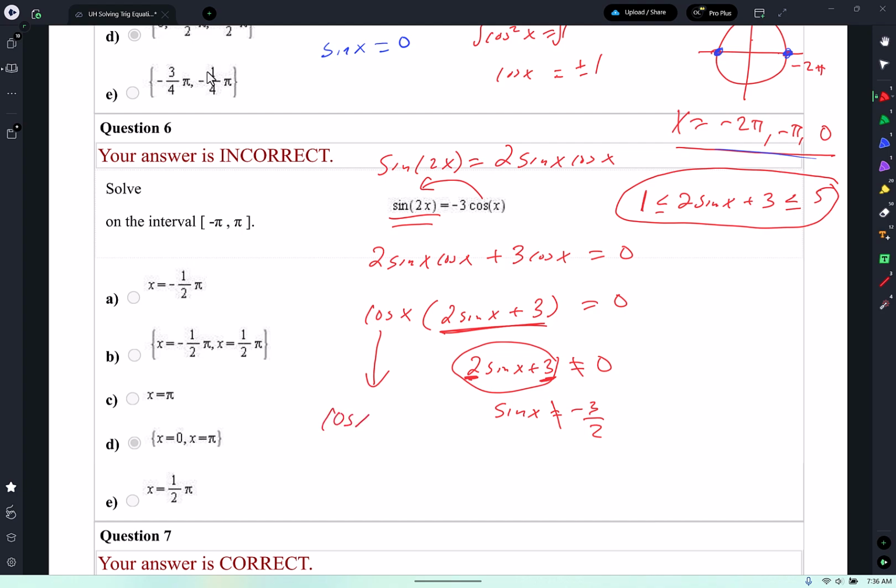But this one will happen. Cosine x equals 0. That one will happen. On the unit circle, cosine x is 0 at these locations. I'm looking between negative pi. Here's negative pi. And that happens to be pi as well. So I'm going to write pi.